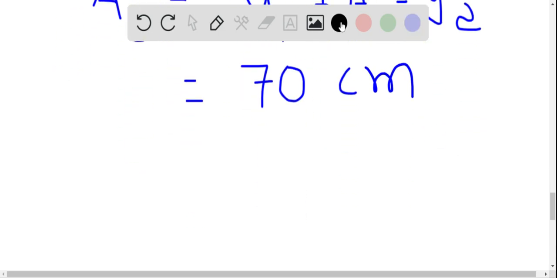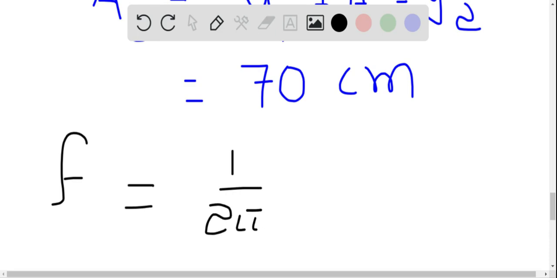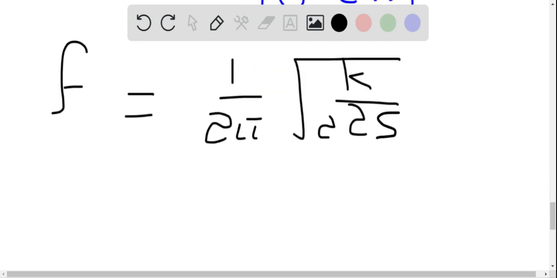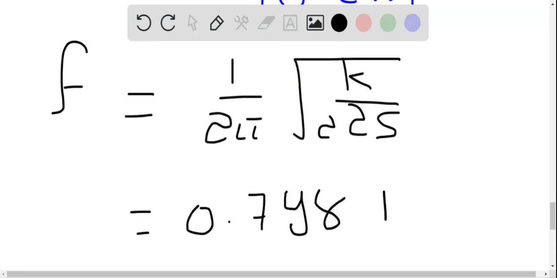And from this we can calculate frequency. F is equal to 1 upon 2 pi, square root of k upon 225, which is equal to 0.798 hertz. So this is the frequency.